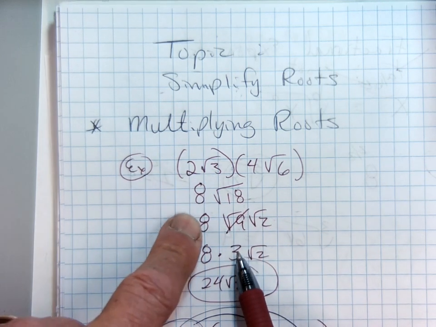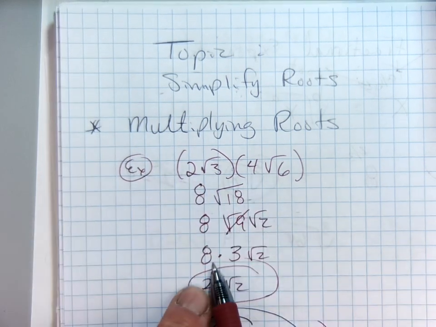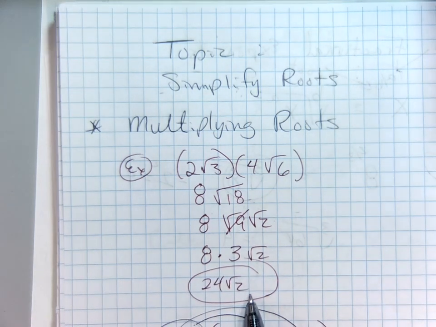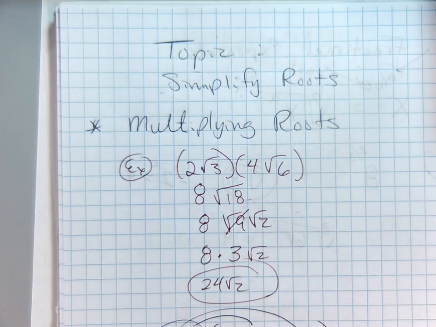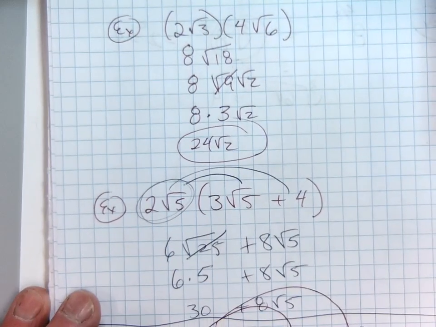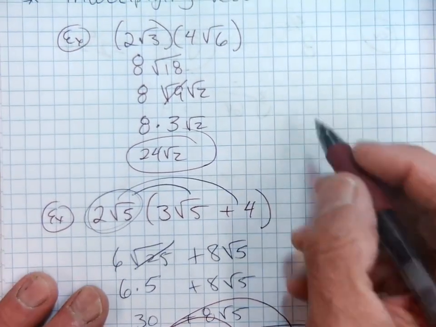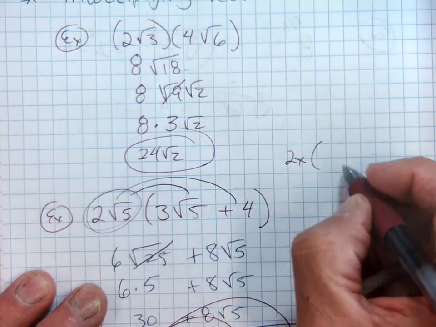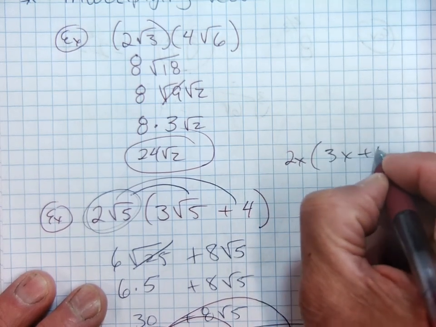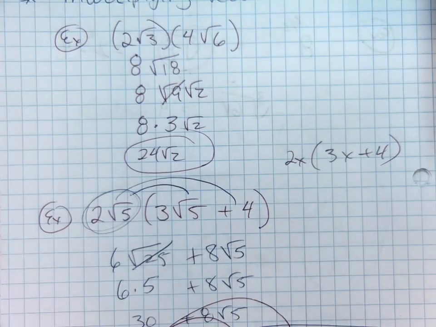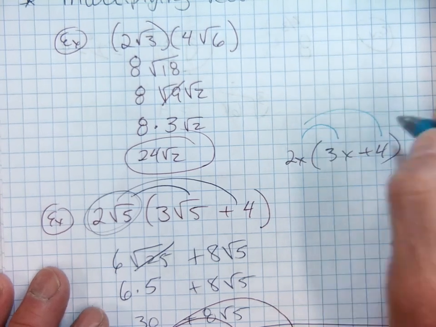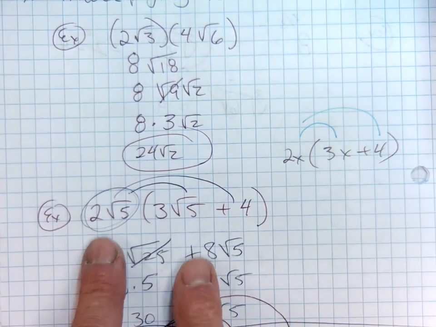Now we bring down the 8. We can multiply the 8 times 3 and we get 24 square root of 2. Okay? All right? We can also do the distributive property. And I don't know if you remember the distributive property from algebra. You'd have a problem like this, and you can multiply 2x times 3x and 2x times 4. We can do the same thing with square roots, okay?